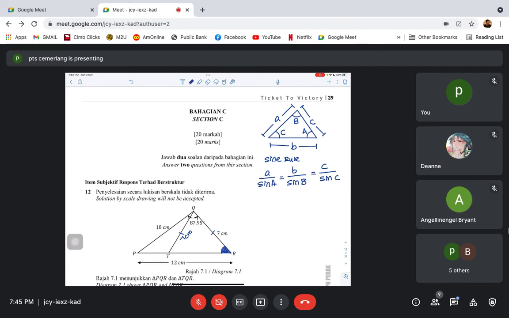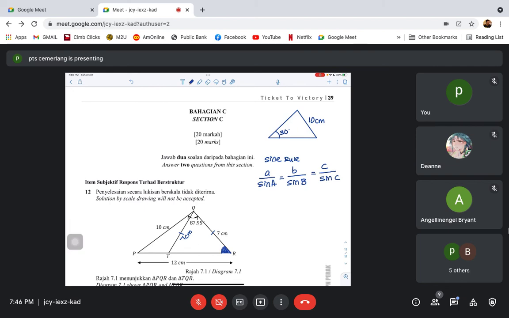Okay? So now, let's say my question, I give you some of the information, and I want to find something here. Let's say I have this one, this is 10 cm, and then I have this angle, which is maybe 30 degree. So this is when I have one pair. We already have one complete pair.